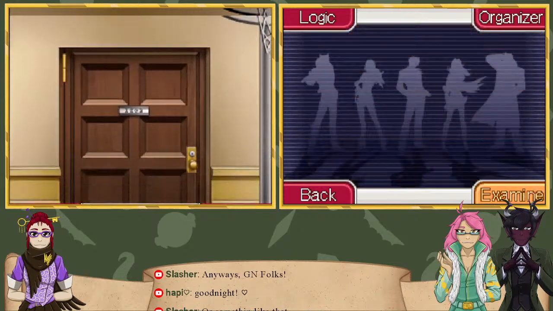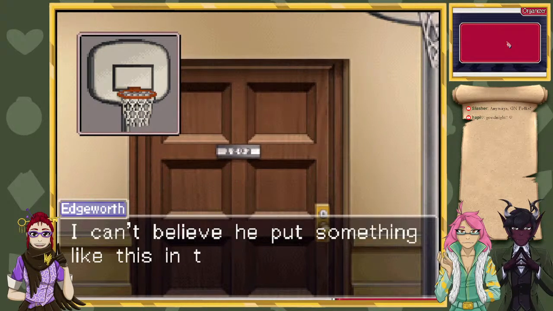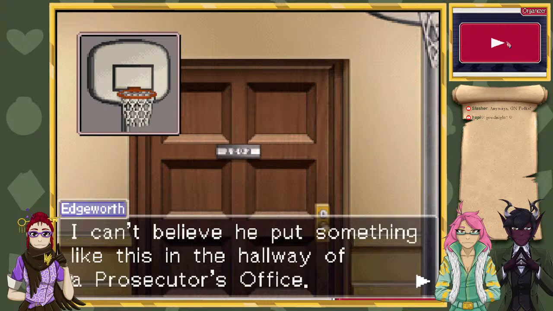Okay, we'll examine this. It's Mr. Portsman's personal basketball hoop. Sorry, that's never not going to be hilarious. Dylan, does your office have someone with a personal basketball hoop? Not that I know of.